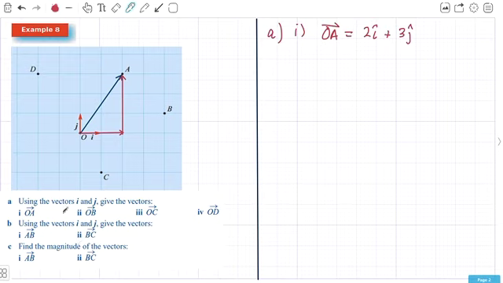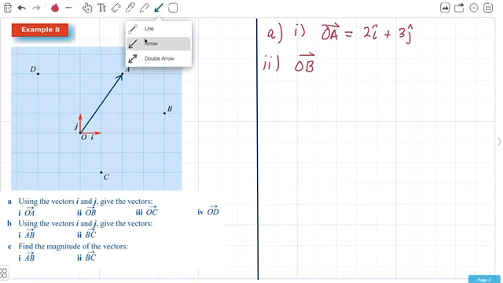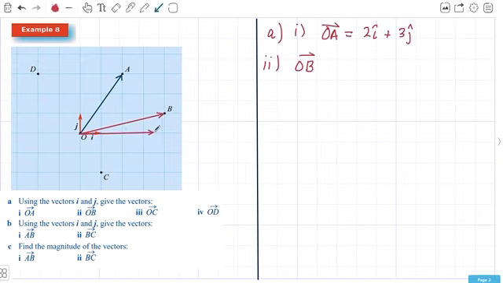Okay. The next one, we've got O to B. So again, we do the same kind of thing. I'm just going to erase these two and draw in O to B. So this time we're going that way. You'd be going across in the i direction, up in the j direction. So you're going 1, 2, 3, 4 across in the i direction and 1 up in the j direction. Now you don't have to write the 1, you can just write the j.